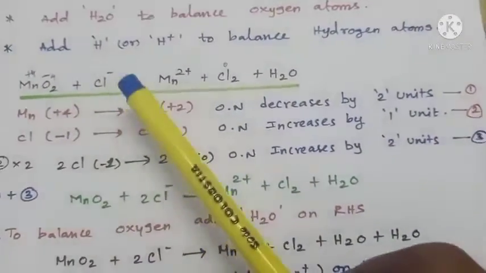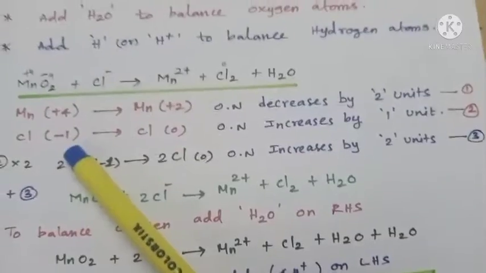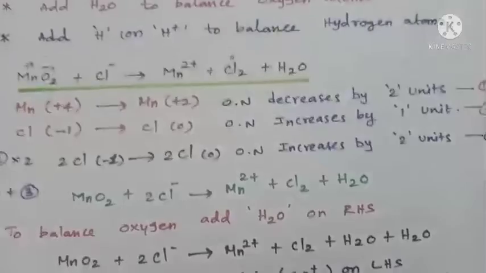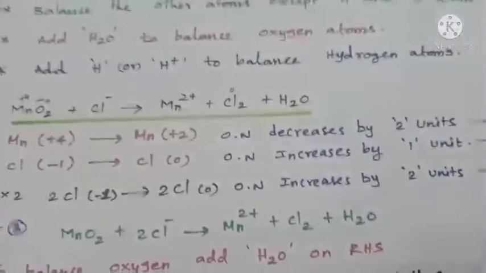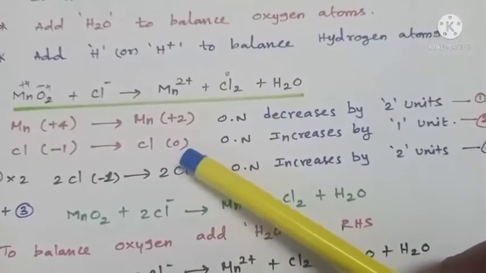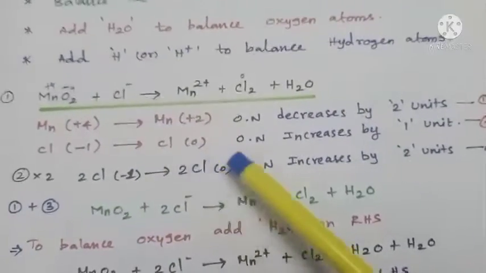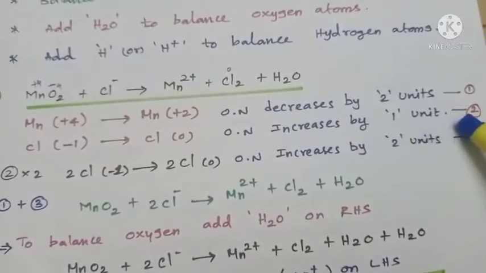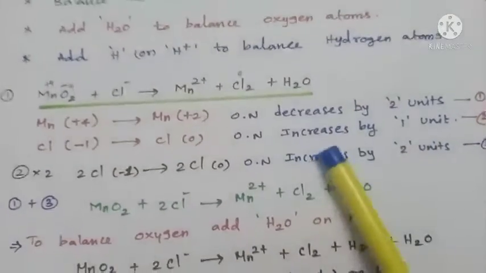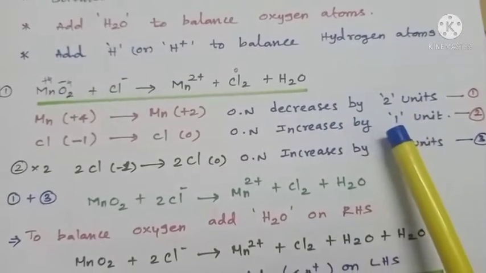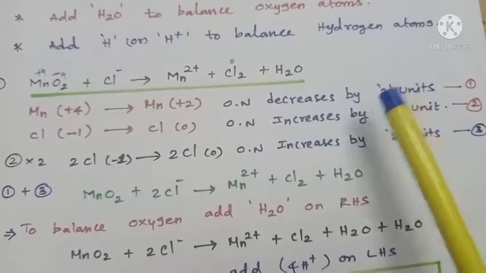Similarly, the oxidation number of chlorine on the left hand side is -1 because it is a monoatomic ion. On the right side we have chlorine in molecular form, Cl2. In molecular form the oxidation number is 0. So the oxidation number of chlorine changes from -1 to 0. So there is an increase in oxidation number by how many units? 1 unit. Let us have that as equation number 2. Now the oxidation number decrease is 2 units and the oxidation number increase is 1 unit. So they are not equal.